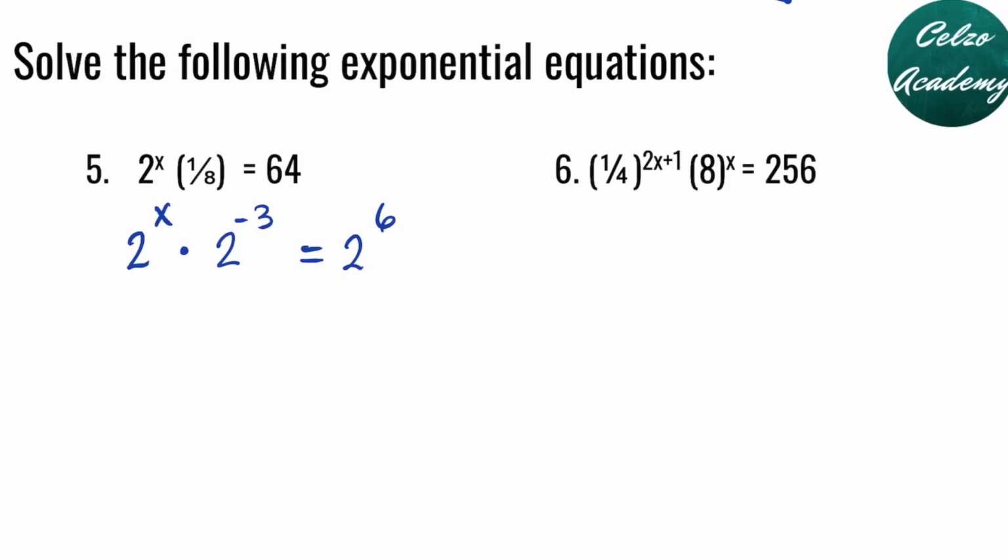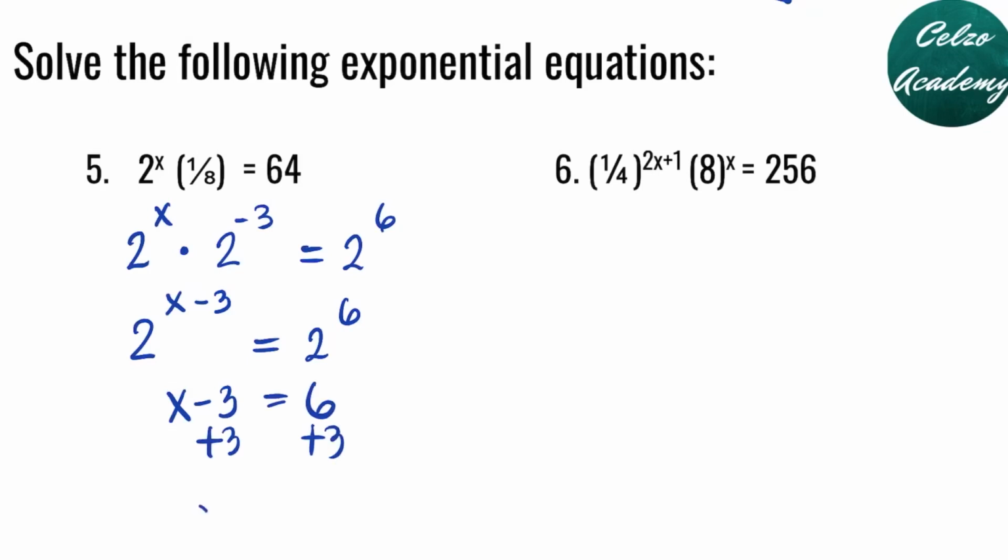Now let's simplify the left side using the laws of exponent, and we can write this as 2 to the power of x plus negative 3. So we have 2 to the power of x minus 3 is equal to 2 to the power of 6. If you're multiplying the same base, you are simply adding the powers or the exponents. So now we can set up an equation for the exponent, and that is x minus 3 is equal to 6. Now we can add 3 to both sides, so the x value here is equal to 9.